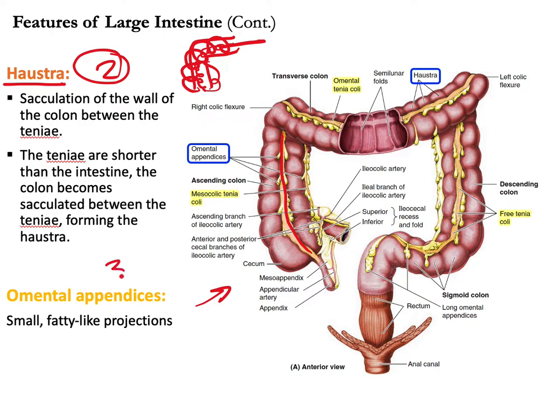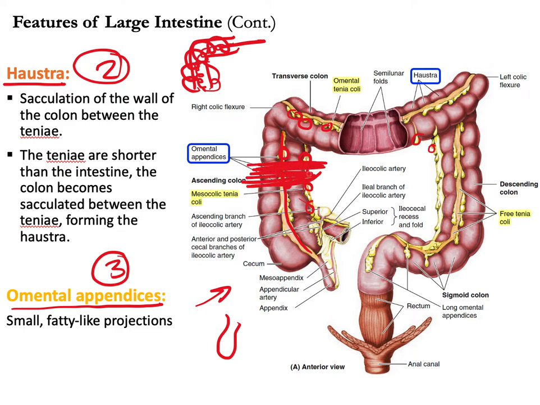And the last feature of the large intestine is the omental appendices. What are the omental appendices? Look at the omental appendices. There are many, and this is a really very important feature in the large intestine. Indeed, omental appendices are a kind of herniation, or extension, from the peritoneum. The large intestine, for example the ascending colon, is covered anteriorly just by peritoneum, but a pouch comes out from the peritoneum, and these pouches of peritoneum, or small sacs filled with fat, we call omental appendices.